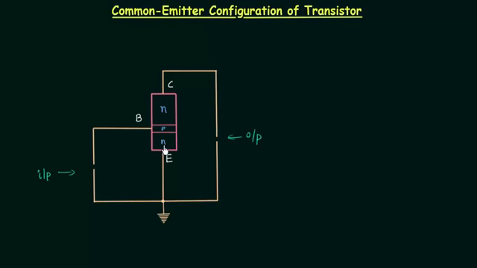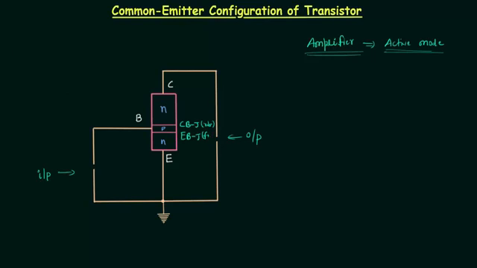We are using NPN transistor, and this junction here is collector base junction, and this junction is emitter base junction. We want to use this transistor as amplifier, and in order to amplify the input signal, the transistor must operate in active mode. In active mode of operation, collector base junction is reverse biased and emitter base junction is forward biased.